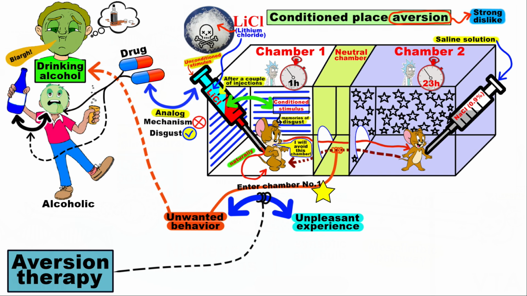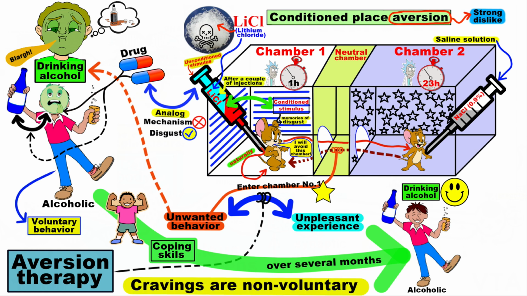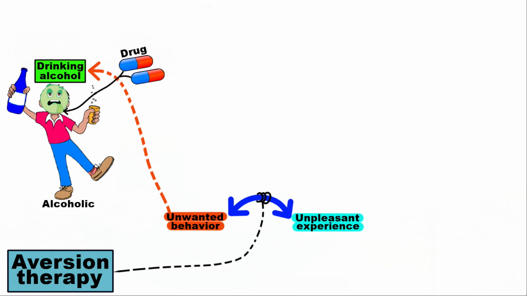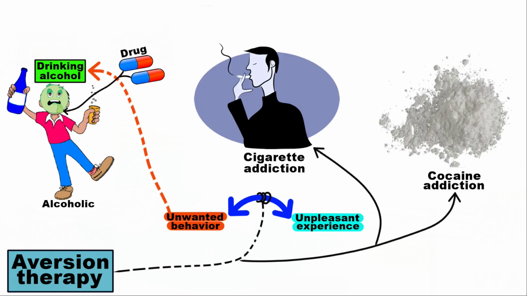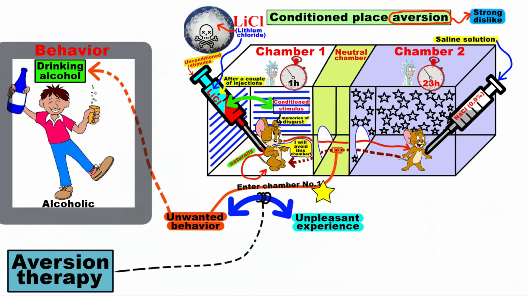The effect of aversion therapy can wear off over several months. However, during the period it is effective, a person can learn to develop a new manner of healthy living. They can practice coping skills that strengthen their ability to enjoy life without alcohol. To clarify, although drinking is a voluntary behavior, cravings and desire for alcohol are not. There are other forms of aversion therapy which can be used in cocaine addiction, cigarette addiction, just to name a few. Their mechanisms are similar to the one described above. In conclusion, aversion therapy diminishes the craving and desire to perform a certain behavior by diminishing its appeal.